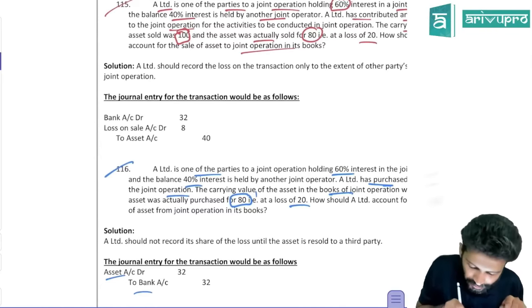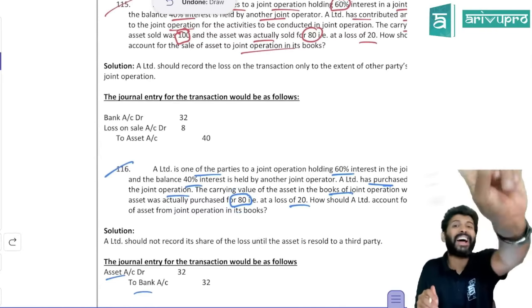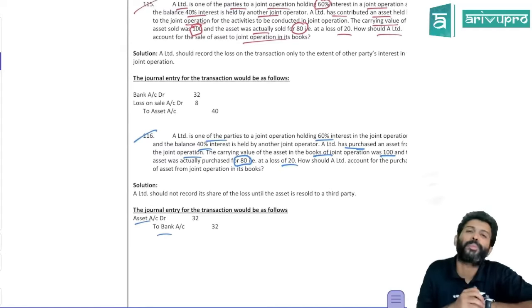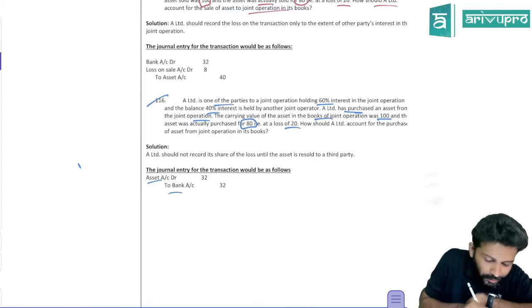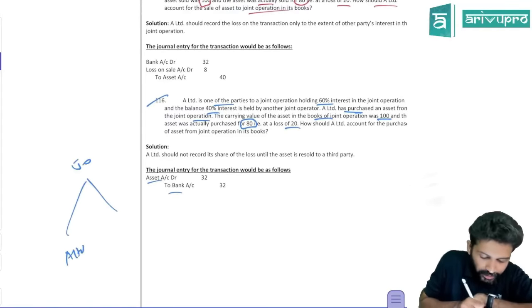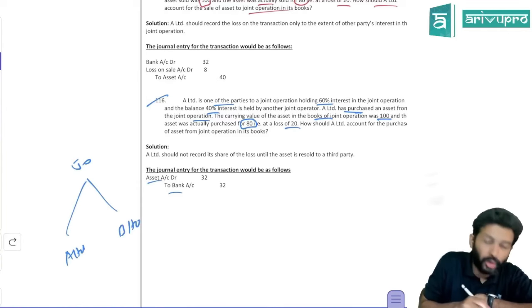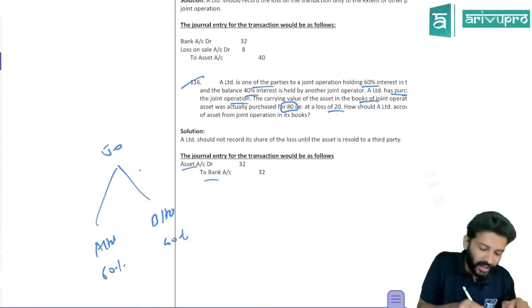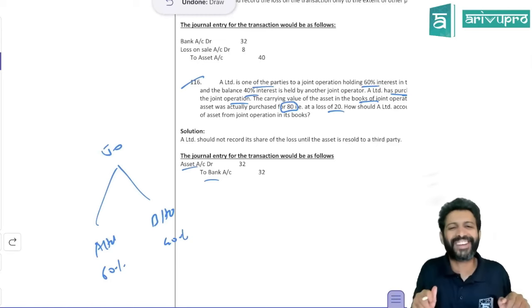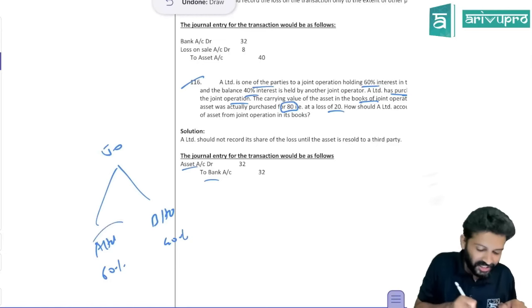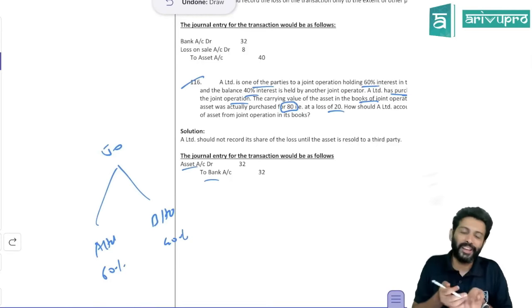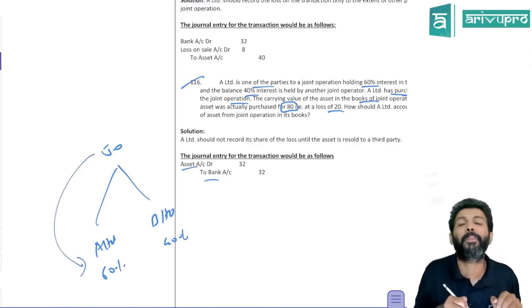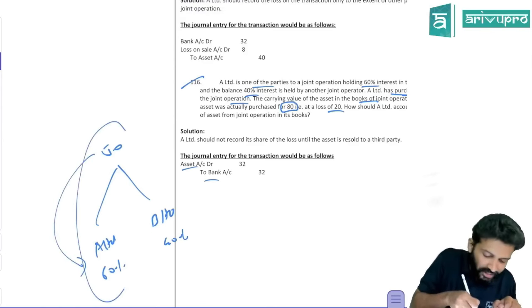So how much did they say it's purchased for? 80. Can you record the entire 80? No. Sir, whom did you purchase it from? You purchased it from the joint operation. So A Limited, B Limited. You purchased it from JO. 60% of the JO was yours only. No? 60% of the asset was anyway yours. How can you purchase that? Because whatever JO has, 60% of the asset belongs to A Limited only. Now they are saying we purchased it from JO, means 60% of that asset was anyway yours.